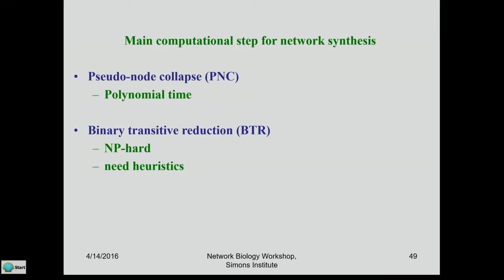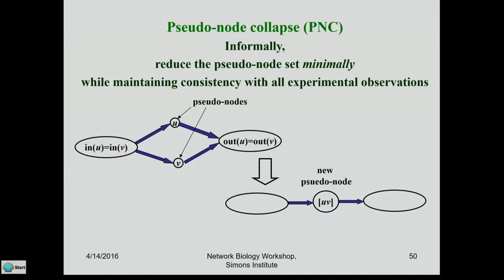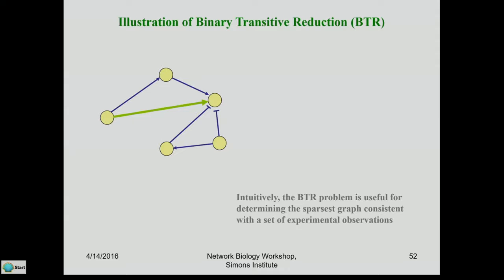There is some notation that you get, and then you have 2 steps for network synthesis. One is pseudonode collapse, and one is binary transitive reduction. The first is polynomial-time easy, and the second is NP-hard and needs a heuristic. Graphically, this is what it shows: if you have an edge and you have another path with the same parity as the edge, then you just remove that edge. Intuitively, something like that. And you can never remove a critical edge.